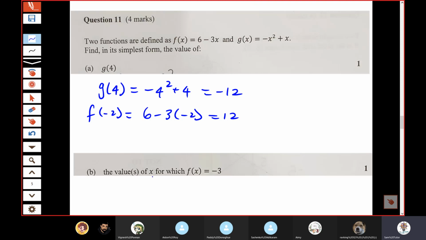This one says the value of x for which f of x is negative 3. That means this f of x becomes negative 3. So it'll look like this: negative 3 equals 6 take away 3x, instead of f of x equal to 6 take away 3x. Because what does f of x equal now? Negative 3. F of x equals negative 3. So you replace that f with negative 3.